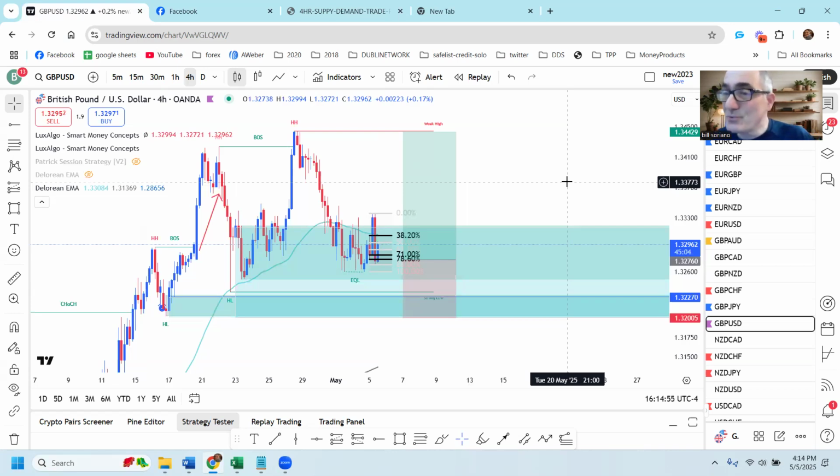If that doesn't give us at least a 1-to-2, then we look for a refined supply or demand zone on the 30-minute or on the 1 hour time frame. If there's one on the 1 hour, you should take that one first. If there's only one on the 30-minute, then take that one. Most of the time, you're going to be able to get in trades at the 71.